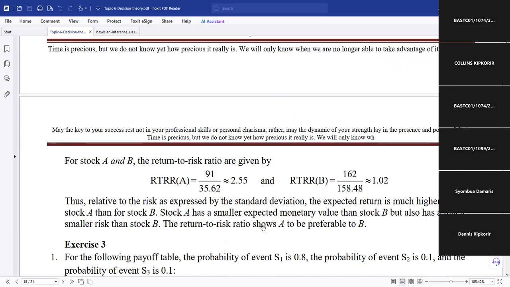So stock A has a smaller expected monetary value than stock B, but also has a much smaller risk than stock B. Therefore, using the return to risk ratio, investing in stock A will be the best alternative as compared to investing in stock B.